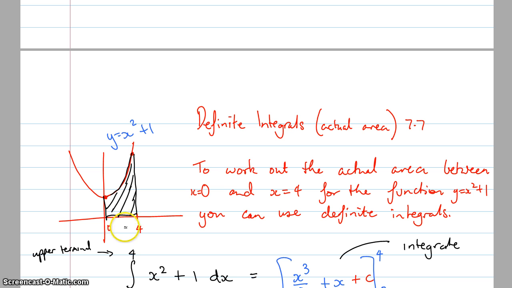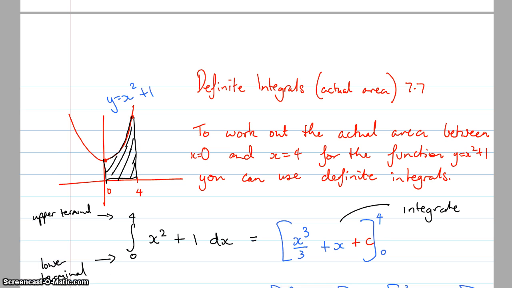I'm not going to work out any area below the x-axis. I'm not going to work out any area above this curve here. I'm just going to work out that area in there. And you can see that often using rectangles might be appropriate, or even using a trapezium in this case might be appropriate as well. But if you want to get the actual area, you need to use definite integrals.